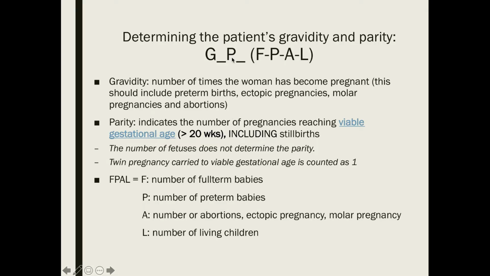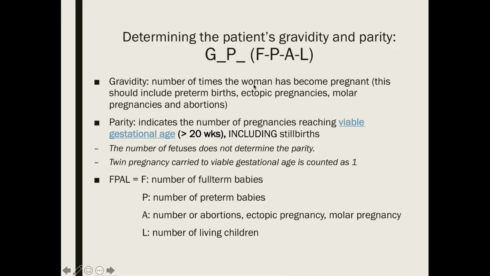P here will be parity. Parity indicates the number of pregnancies that reach viable gestational age, or pregnancies that reach more than 20 weeks AOG, and this should include stillbirths. Okay, so for gravidity and parity, the number of fetuses does not determine the parity or the gravidity. A twin pregnancy that is carried to viable gestational age is only counted as one gravidity and one parity.